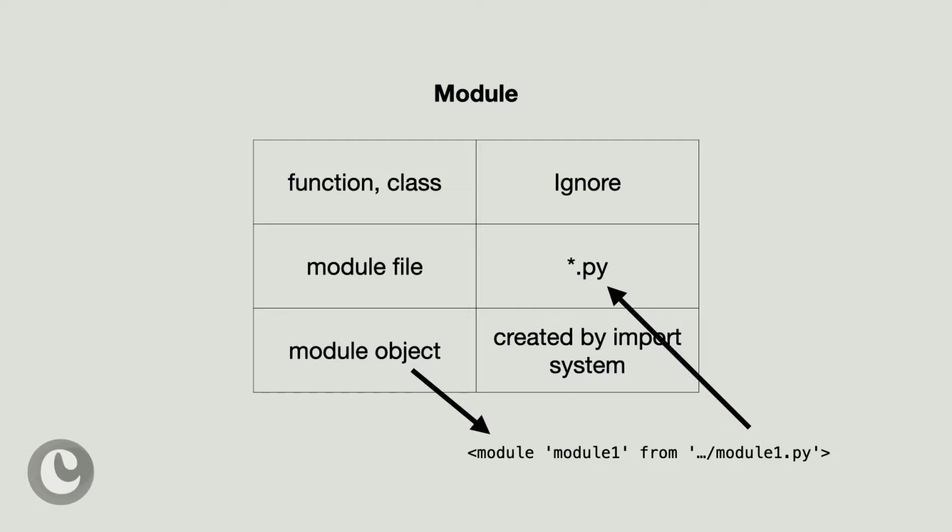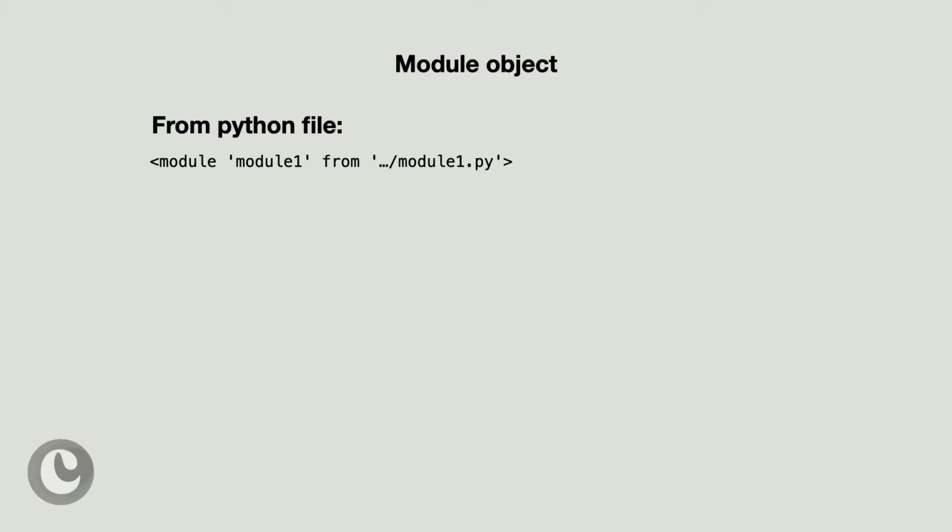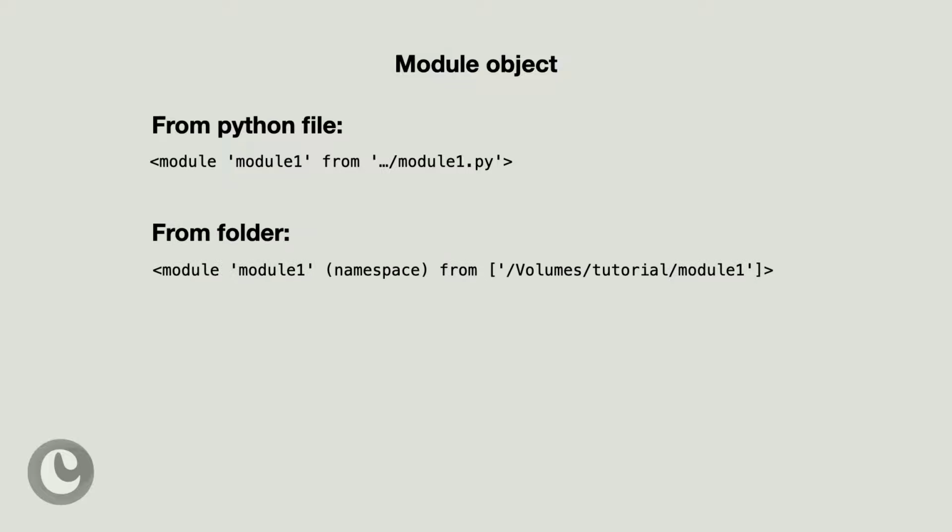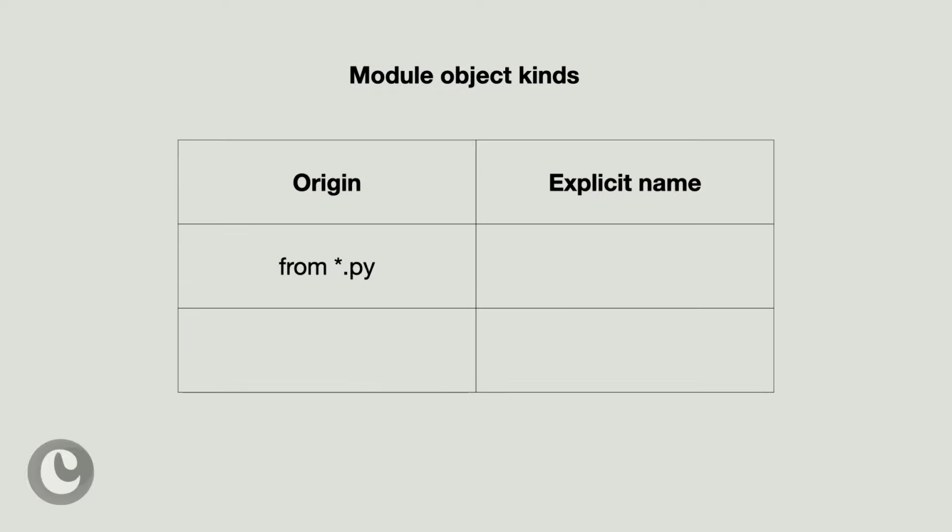But this picture is not complete yet. You already saw that the first module object was created from a module file. And the second module object was created from a folder. When the module object was created from a folder, it is known as a package. So when the origin of a module object is a module file, I will call the module object a module. When the module object is created from a folder, I will call it package. But it gets more confusing.